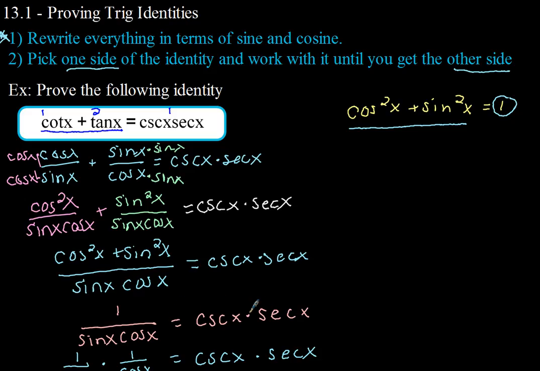The nice thing about this is that you always know when you're done because you have the same thing on one side and on the other side. So that's how you prove two trig identities.